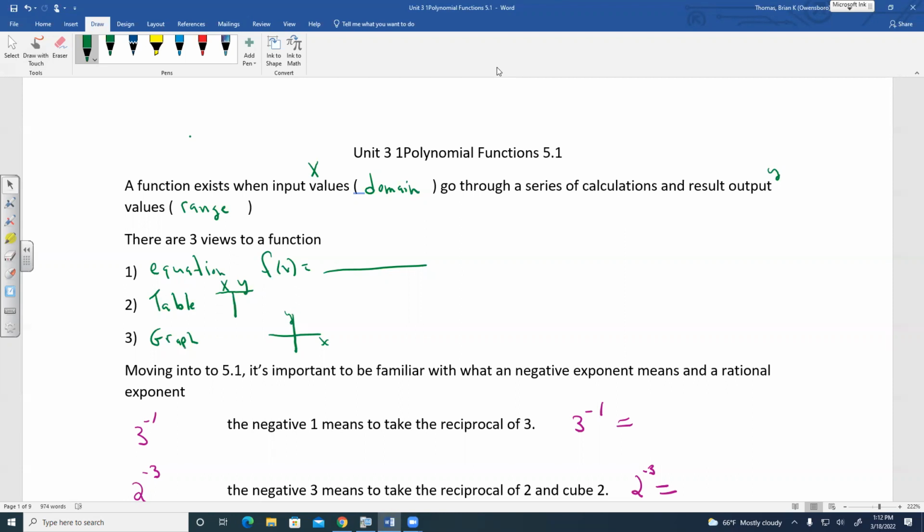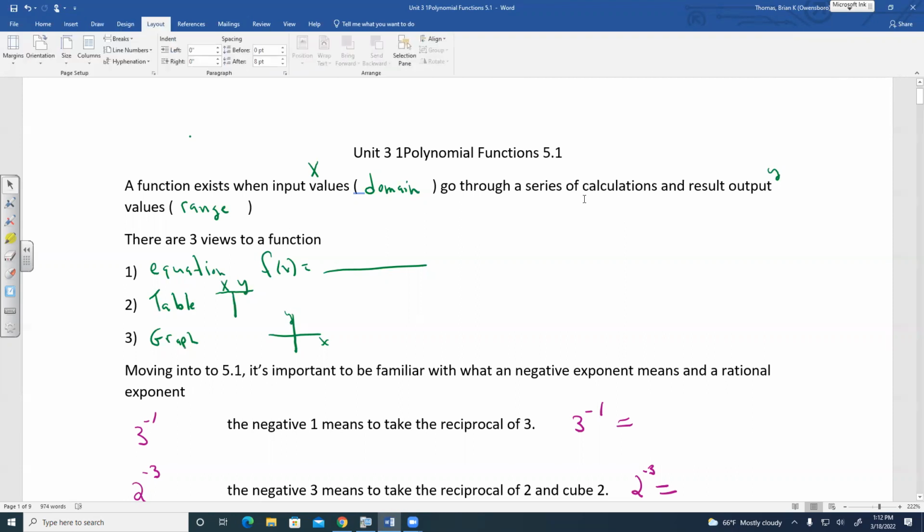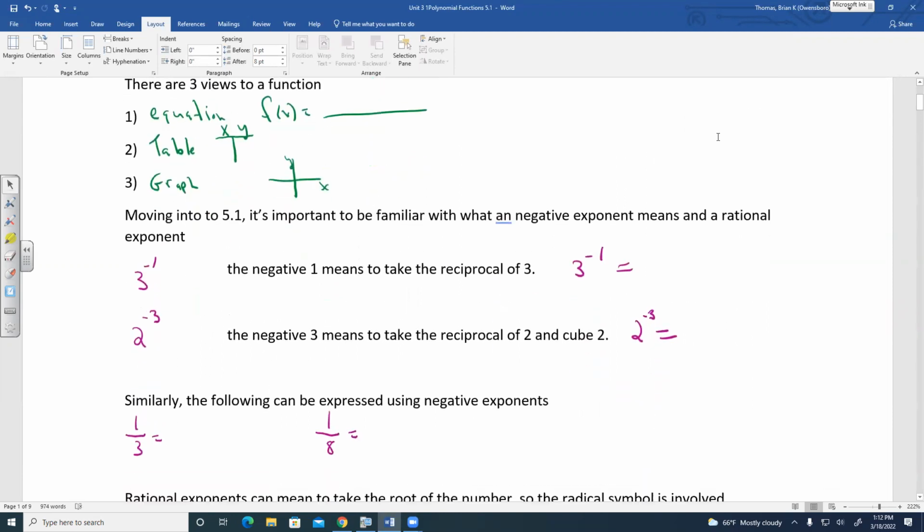So we've been working with those 3 views, and we're going to continue to do so in this chapter as well, in this unit. Some things to be familiar with, though, as we move forward. It is important to pay attention to what a negative exponent means, and also what a rational exponent means. So let's start with the negative exponent.